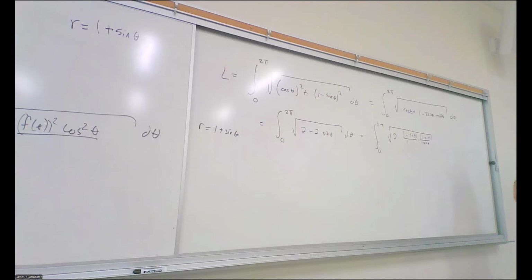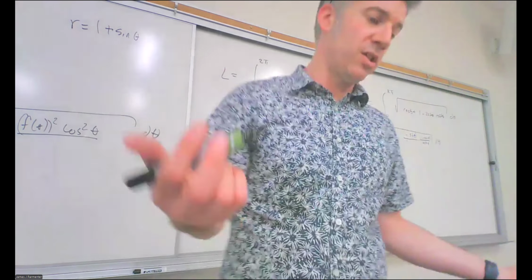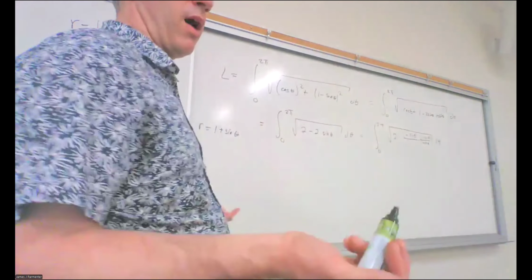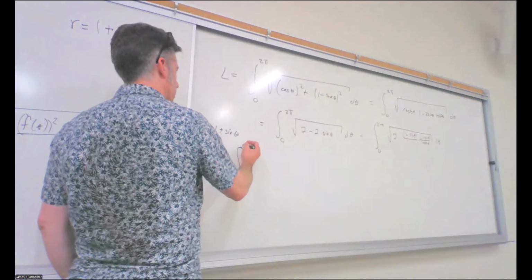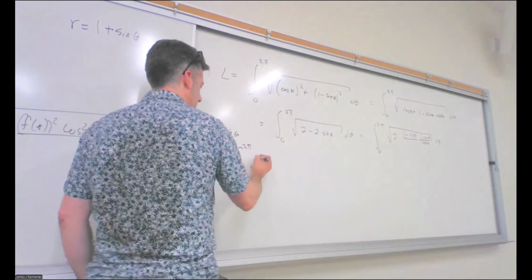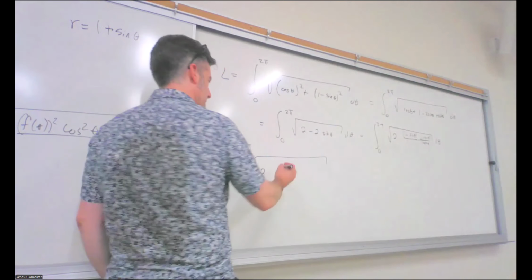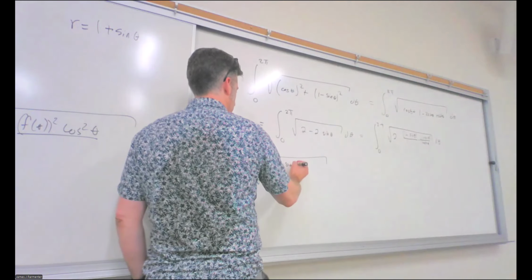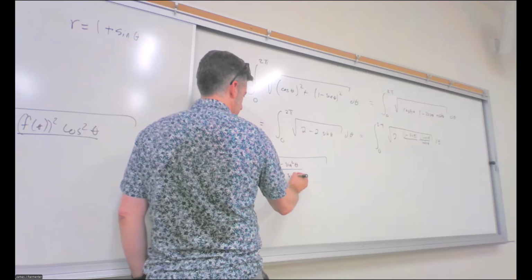That's a fairly common trick to use if you're dealing with something trigonometric and you don't know what else to do. You see a 1 minus sine or a 1 minus cosine or 1 plus sine or 1 plus cosine, multiply by its conjugate to make something kind of pop up. So then here's what we've got. We've got the integral from 0 to 2 pi of the square root of 2 times 1 minus sine times 1 plus sine is 1 minus sine squared over 1 plus sine.